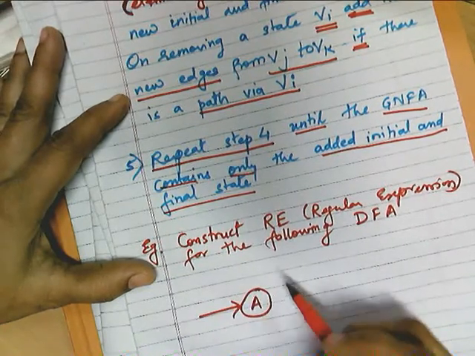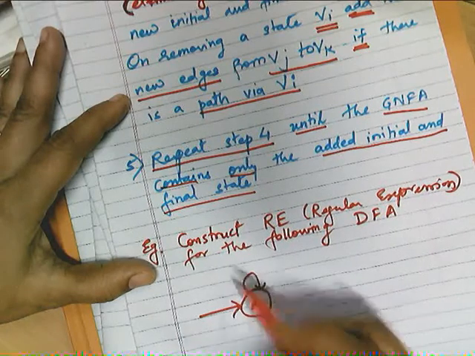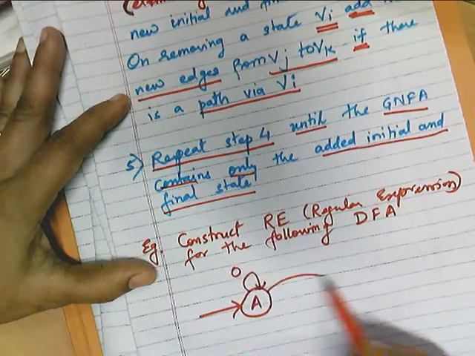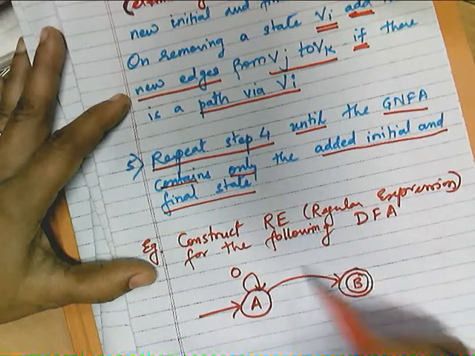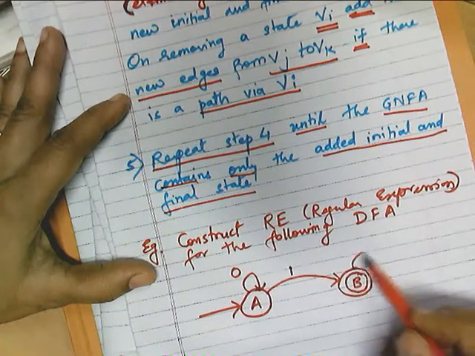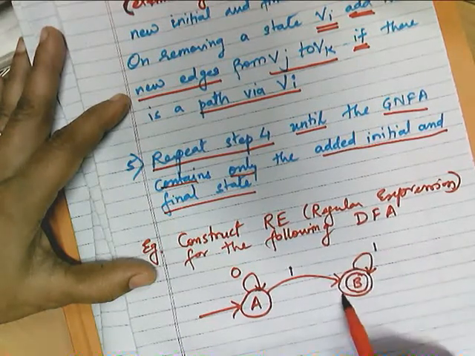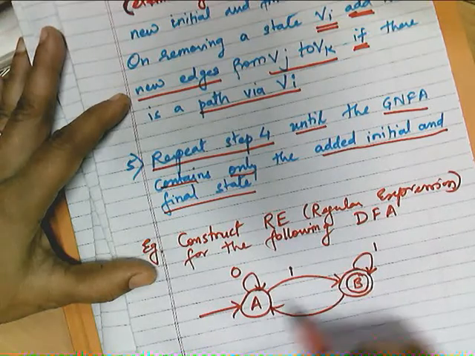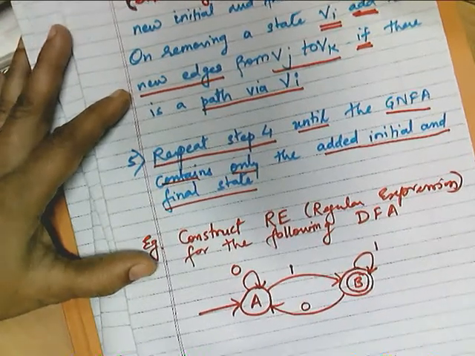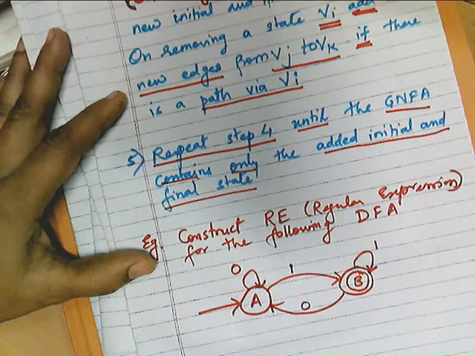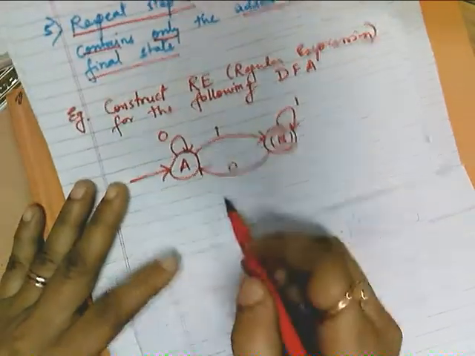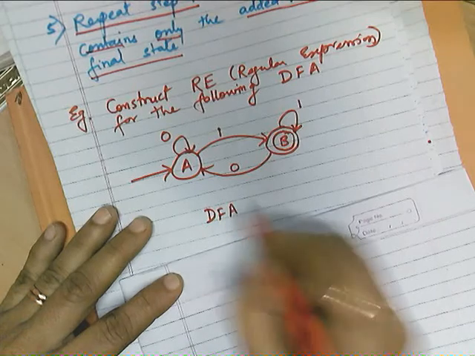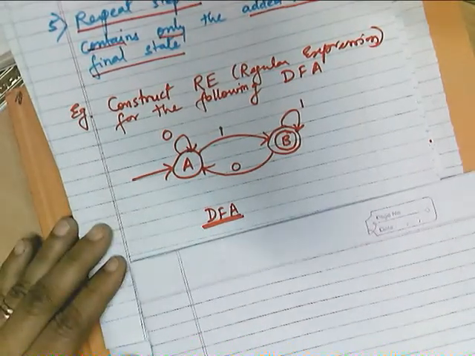Again it has an initial state A, there is a self loop with 0, there is a transition to another state, that is B, with 1, there is a self loop on B, and there is a transition from B to A with 0. So this is my given DFA. Now we will follow one by one all the steps and try to get the regular expression for this. So this is your DFA.